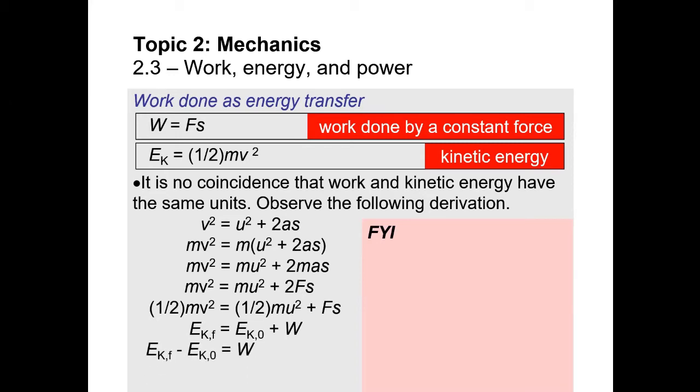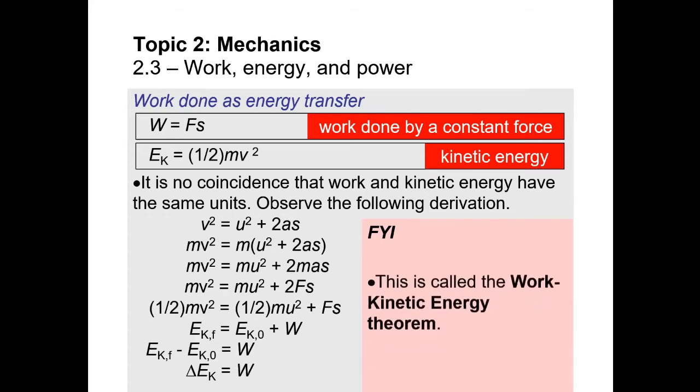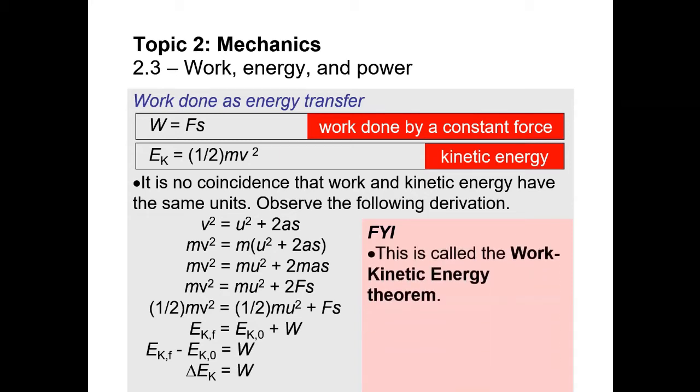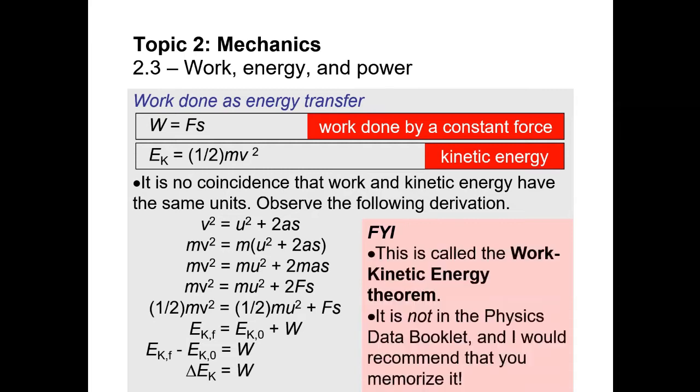Move the initial kinetic energy to the left, we get final kinetic energy minus initial kinetic energy equals work done. And final kinetic energy minus the initial kinetic energy is the change in kinetic energy. This is called the work-kinetic energy theorem. It's not in the physics data booklets, and I think we need to remember this one.